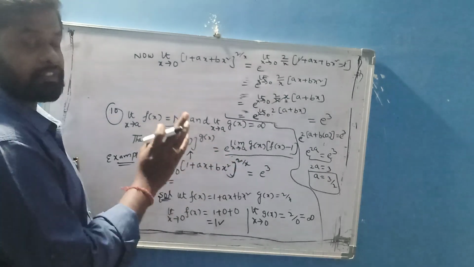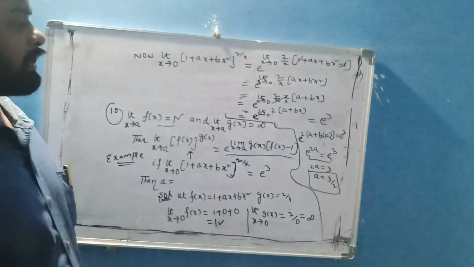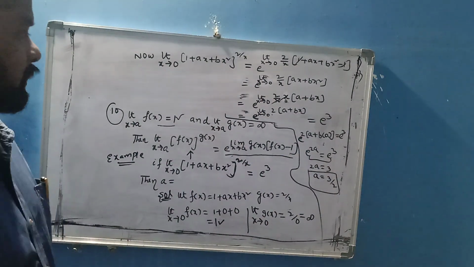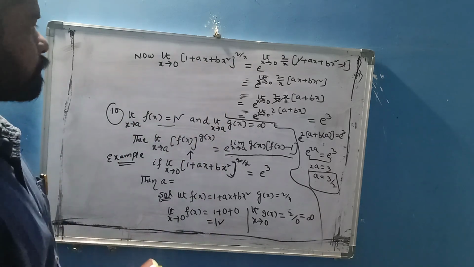f of x whole power g of x. After that, verify these two conditions. After that, apply that formula. Get the answer 3 by 2. This is the process. Understand? Okay, very important concept. For sure, see this.